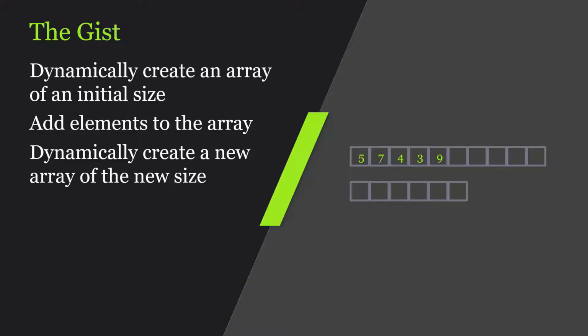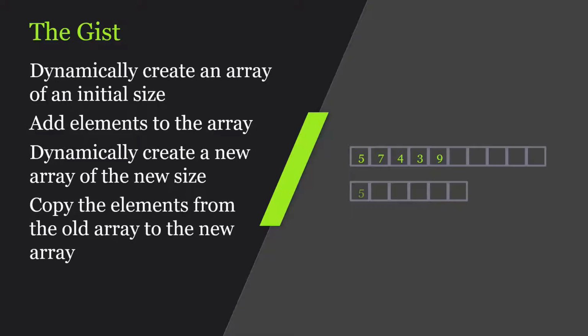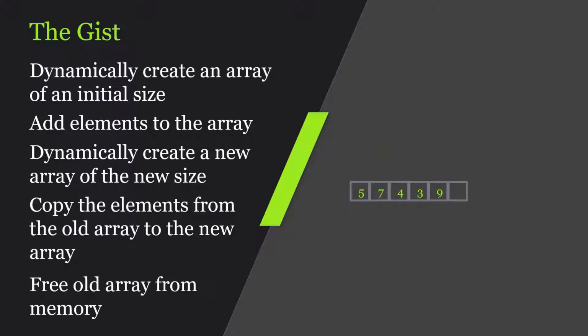And once we create that new array, we want to copy all the elements from the old array into the new array. And at this point, obviously, we don't need two copies of the array. So we're going to free the old array from memory, and we're left with a single array. And so we can rinse and repeat this process. If now I want to add more elements to this array, I can create a new array with more locations. I can copy the data from the old array to the new array. Then I can free the old array, and now I have my array in memory. So this is the gist of how dynamic arrays work.